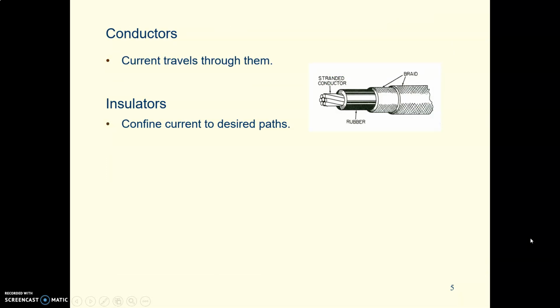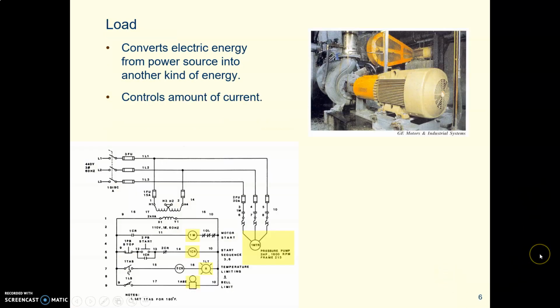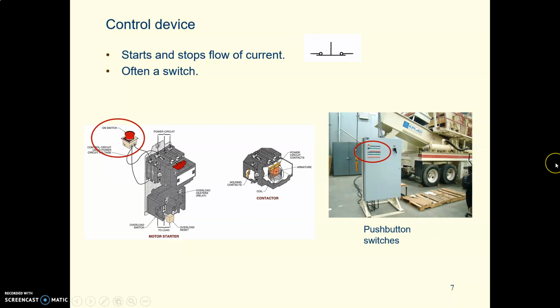The National Electric Code has a lot to say about what size the wires must be, the conductors, and what type of insulation you must use. And we won't go into that here, but just know that's a big part of the electrical code. The load is the thing that uses power from the line or from the controls to do work. So the motor is a load, this light bulb is a load, and so forth. Control devices start and stop the current, and they're usually some kind of switch.